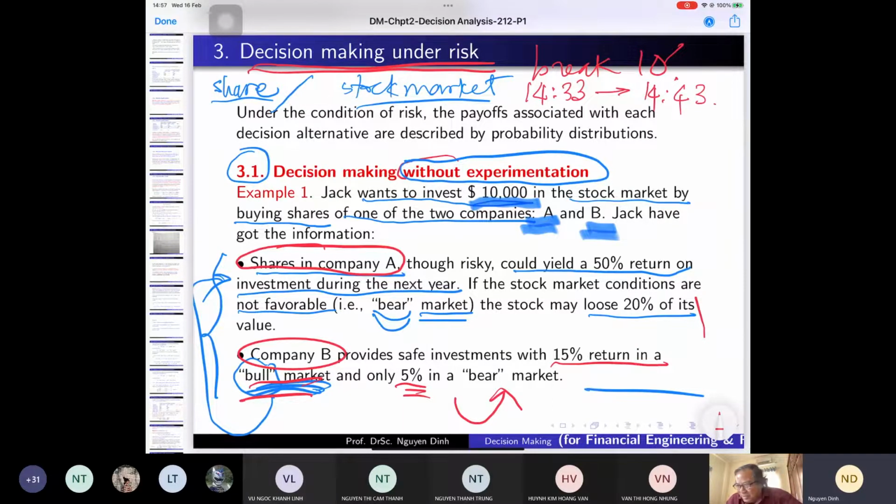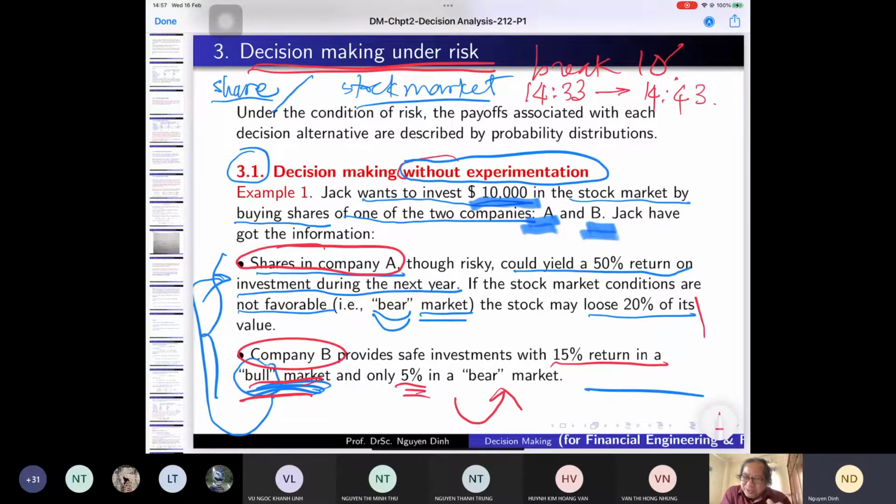Do you want to tell me your idea? Can I answer, sir? Yes, who is it? Nguyễn Thị Minh Thư, okay. So what's your idea? I would choose company B because in both cases I will get a return, even in the bear market, instead of losing $2,000 as in company A. Yes, that is one point of view.